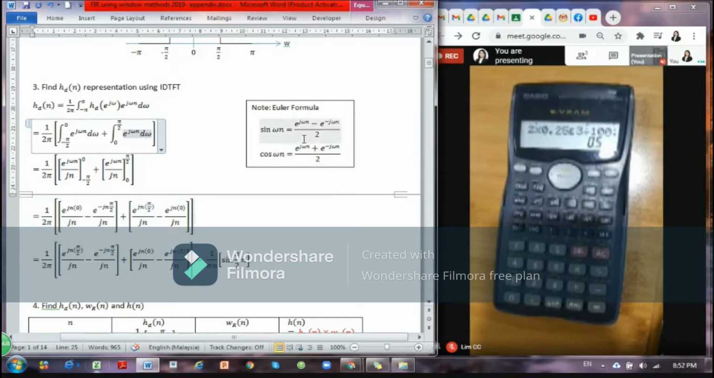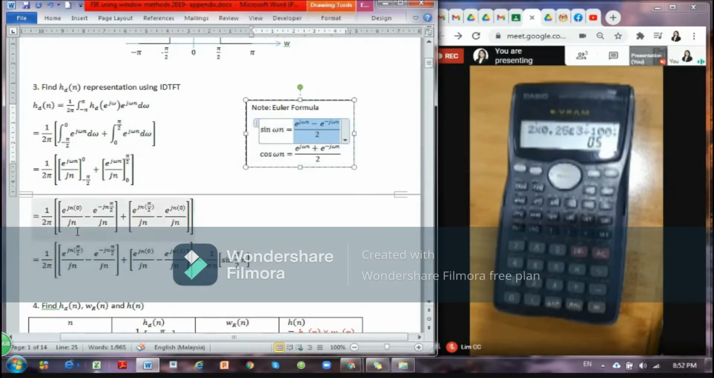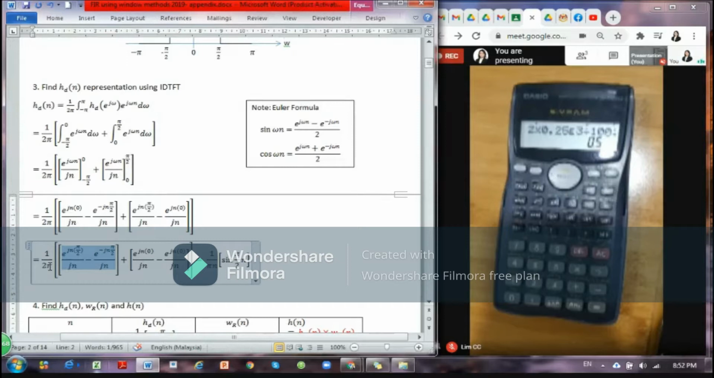After that, we apply the Euler formula: sin omega n equals exponential j omega n minus exponential minus j omega n, divided by 2j. So we can compare this with this equation. We take out our pi n, so we will have 2 here. This one is our value. And then plus with another area, same, we take in our 2 multiplied inside, so our pi n we take out, and we will have the value here.